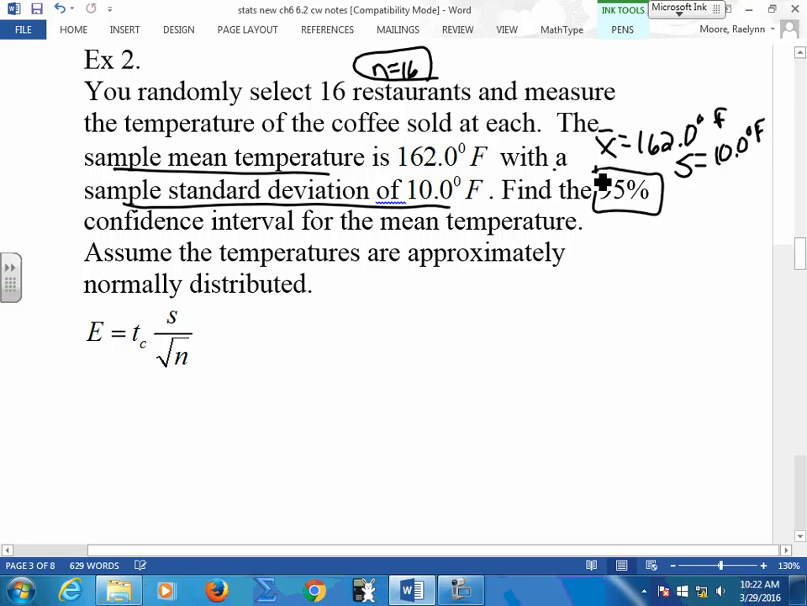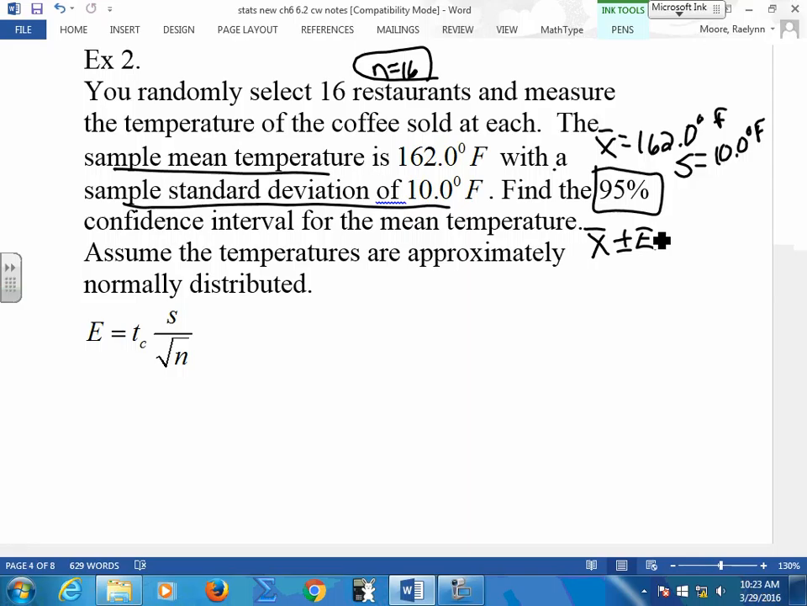Find the 95% confidence interval for the mean temperature. Confidence interval means I need to make an interval, to and from. Assume that your temperatures are normally distributed. If n is less than 30, we have to tell you that it's normally distributed, or you can't even do this.